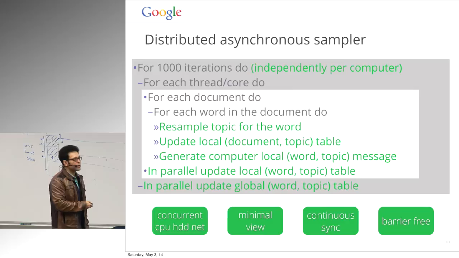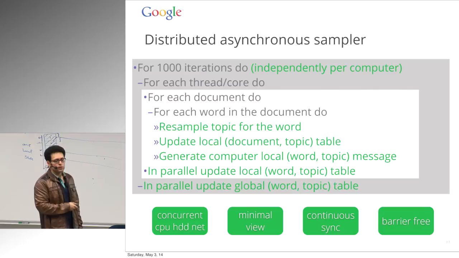And then you have continuously one thread going through the data, reading the local state, and changing its own local copy of the global state. And then you have a background thread that does continuous communication in the background, syncing up, making your local copy of the global state up to date with the global copy. Okay? That's our algorithm.